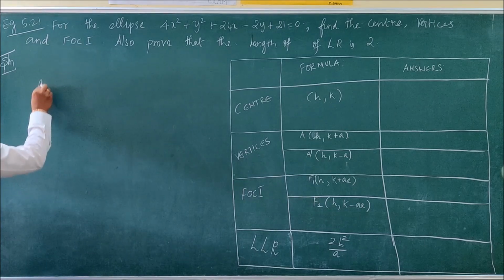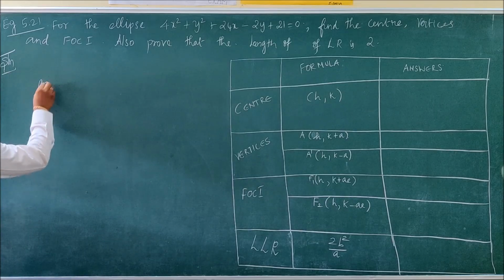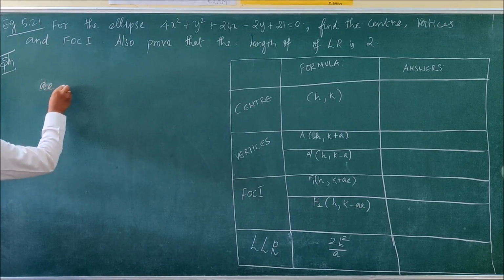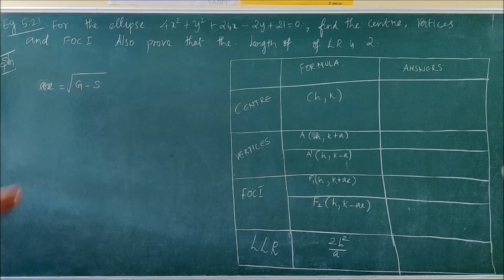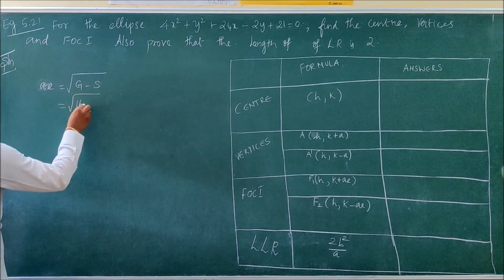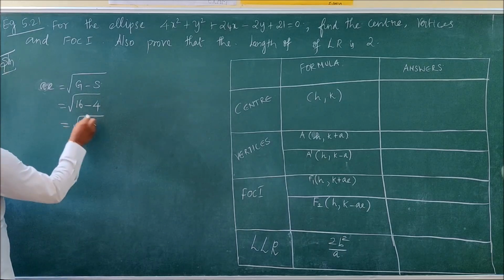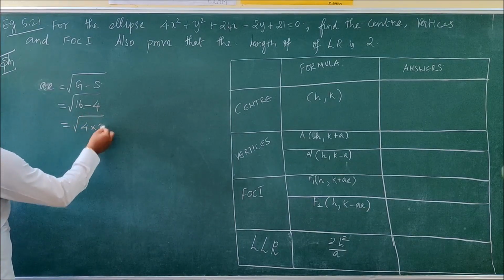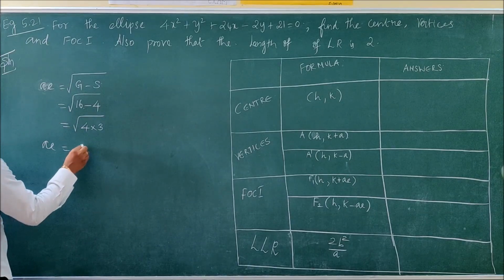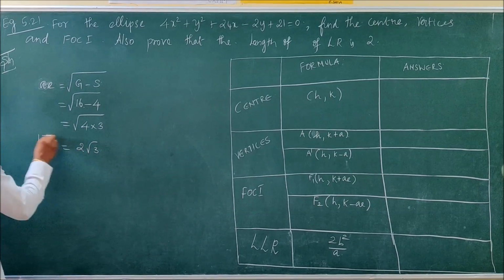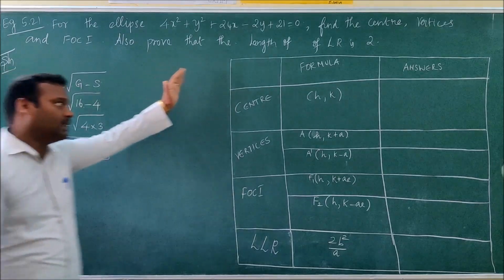So next, after identifying the values of a square and b square, you can find the value of ae. Your value ae can be found by the formula: greater coefficient minus smaller coefficient. So here the greater number is 16 and the smaller number is 4, so you get 12. We can rewrite 12 as 4 into 3. So ae equals 2 root 3. Okay, so this is the value of ae. After that we can find the results.